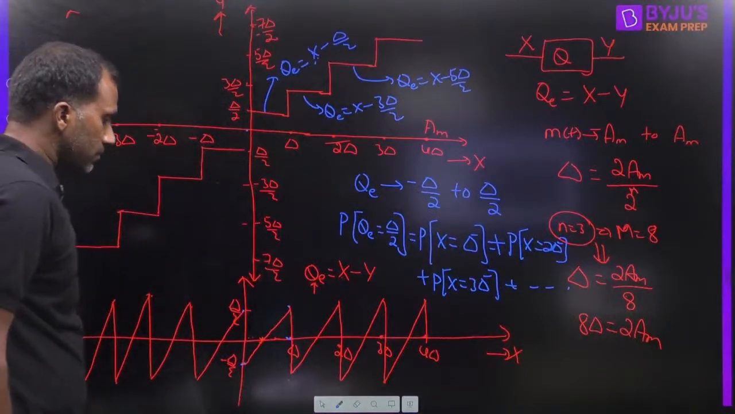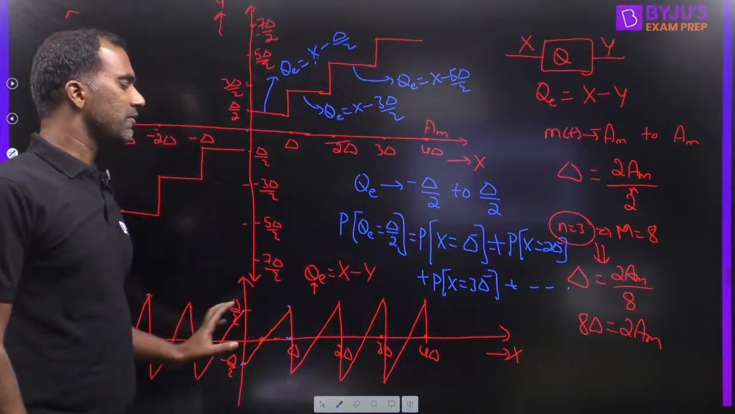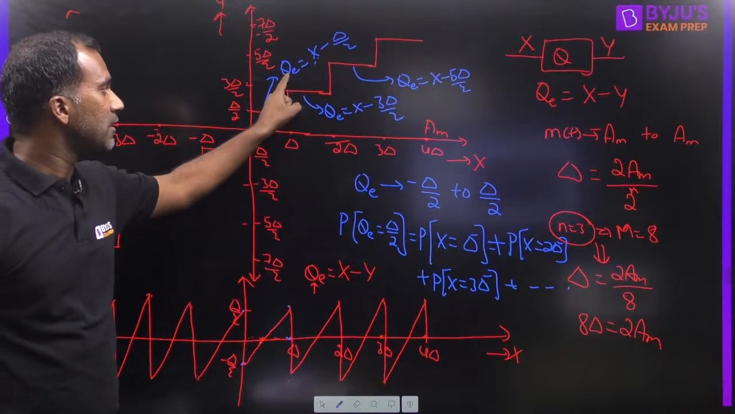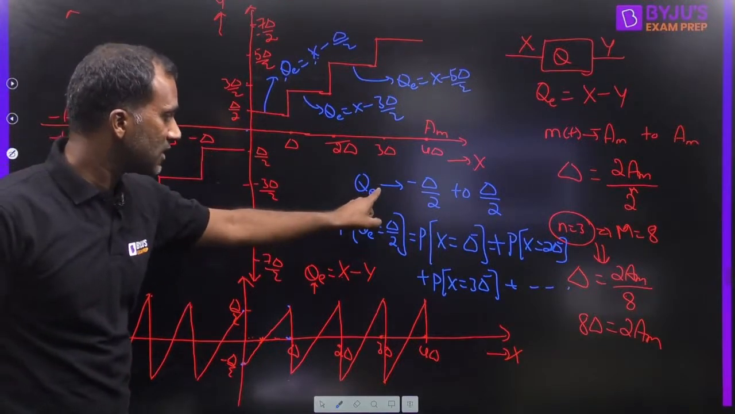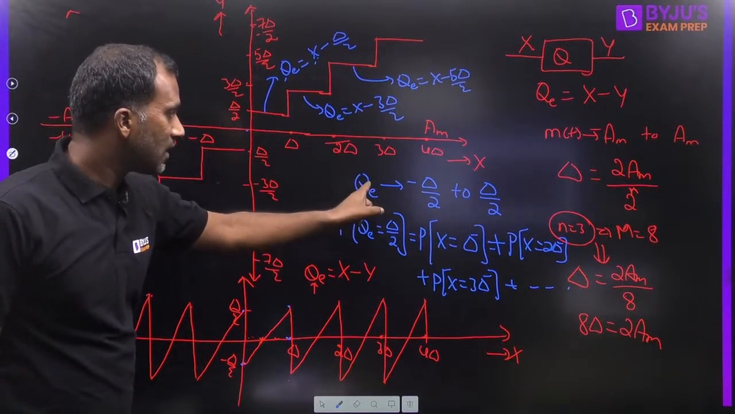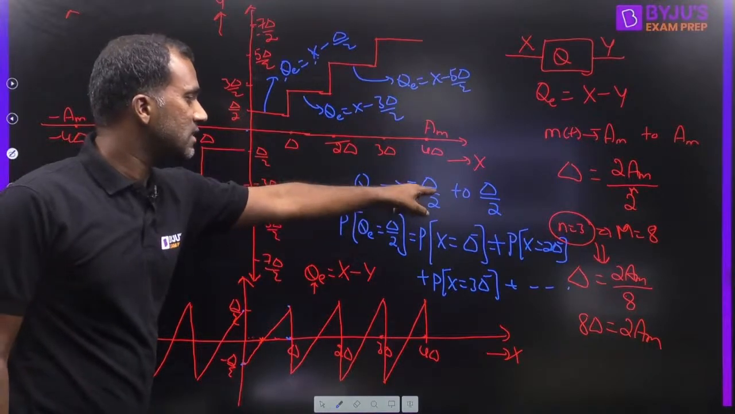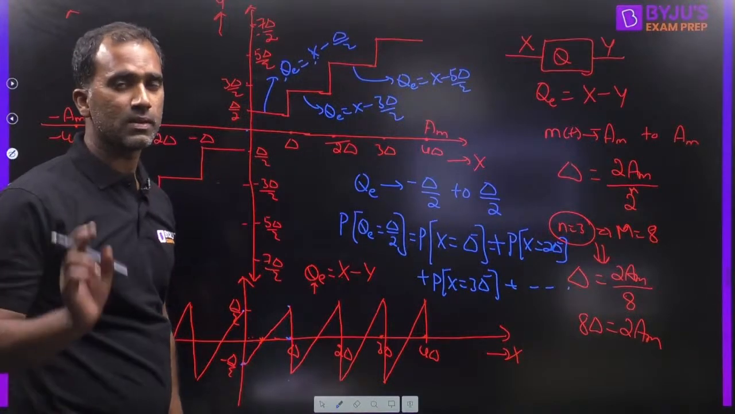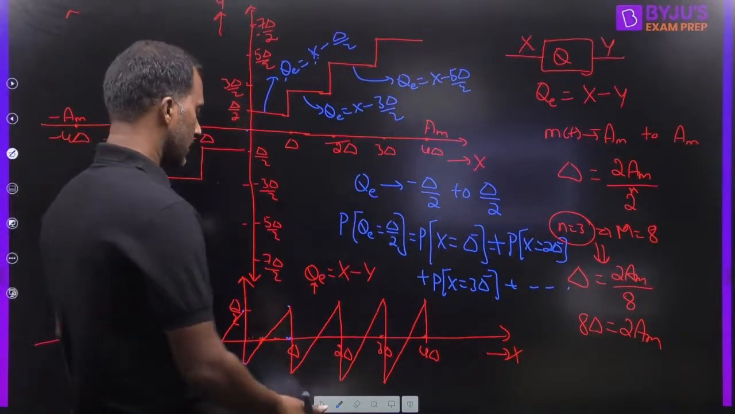Understand carefully now. Finally, the point I want to make in this slide is that the voltages taken by quantization error, and the probability of quantization error voltages, or the PDF of quantization error, is dependent on the PDF of x. That is the point I want to make in this slide. Right, let's move on to the next slide.